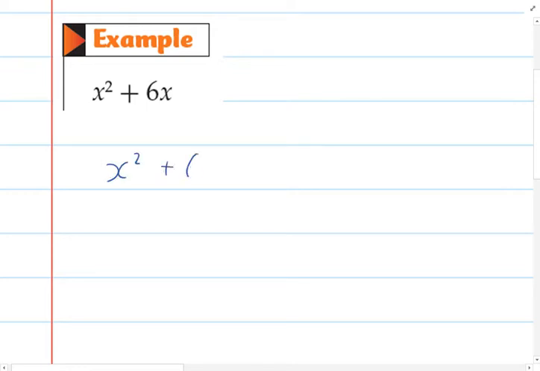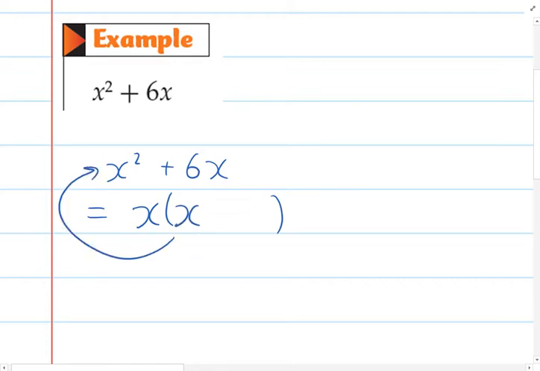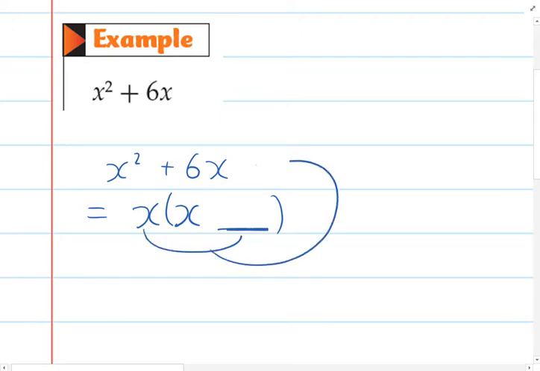So let's write out the question first of all. And what I'm going to do is write out one bracket. So I'm going to write x out the front because we have x in both terms. So that's a common factor. And if I write x here, those will times together and give us x squared at the front. So I need something here so that we can times x with it to get 6x. So you've got to ask yourself, x times what gives you 6x? Well, you just need 6. And that will times to give you 6x. So that's fully factorised. Once you've got it factorised, that's it. That's all you have to do.